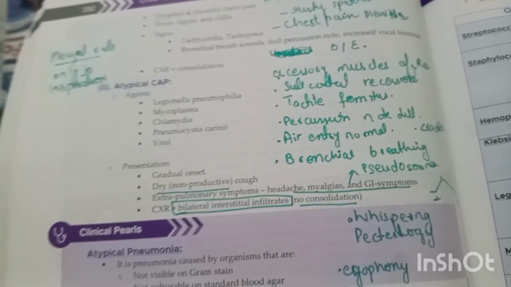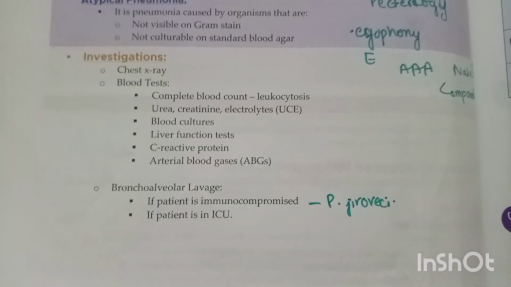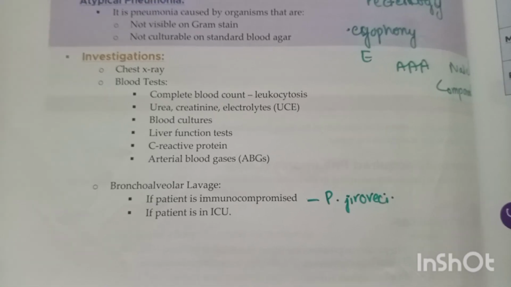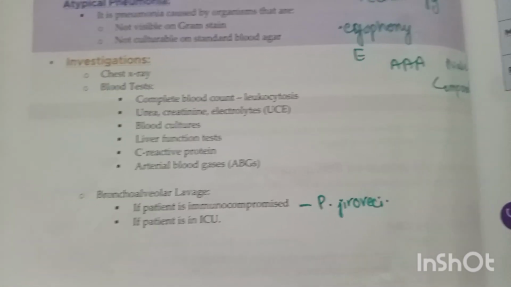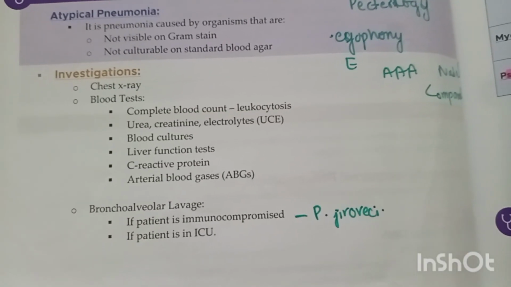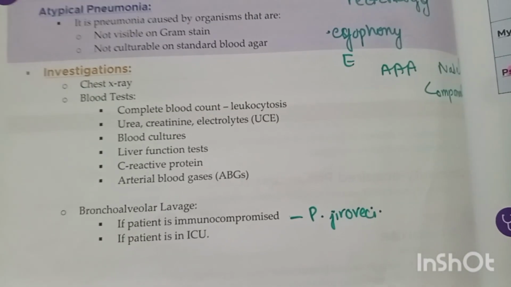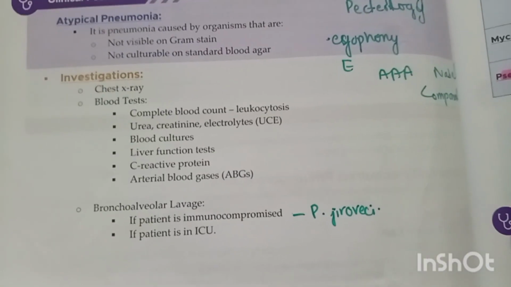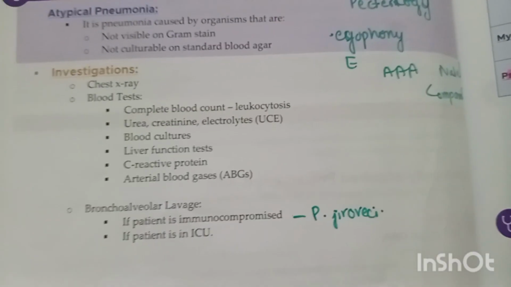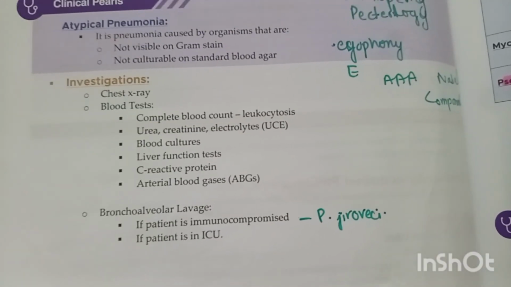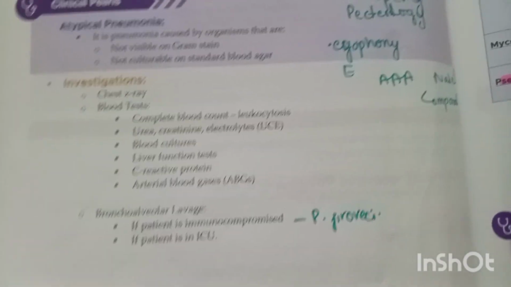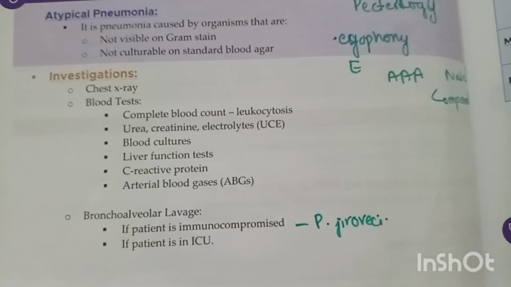And in Mycoplasma, the investigations that you carry out are chest X-ray and blood tests: complete CBC, urea, creatinine, blood culture, LFTs, CRP, and ABGs. In the CBC you may notice leukocytosis, and you check electrolytes, urea and creatinine to rule out pneumonia caused by Legionella pneumophila, because Legionella shows electrolyte imbalance. It shows diarrhea, it shows electrolyte imbalance, it affects the brain. And we also go for blood culture to confirm the organism.